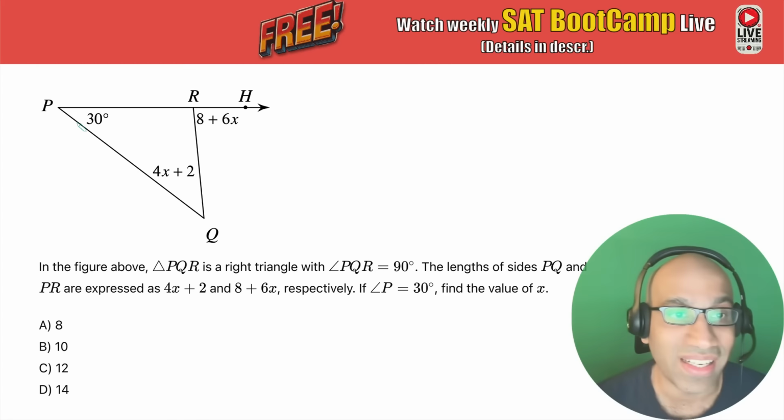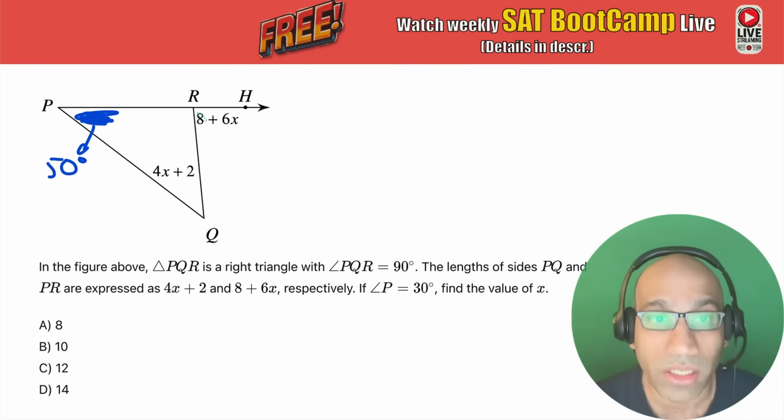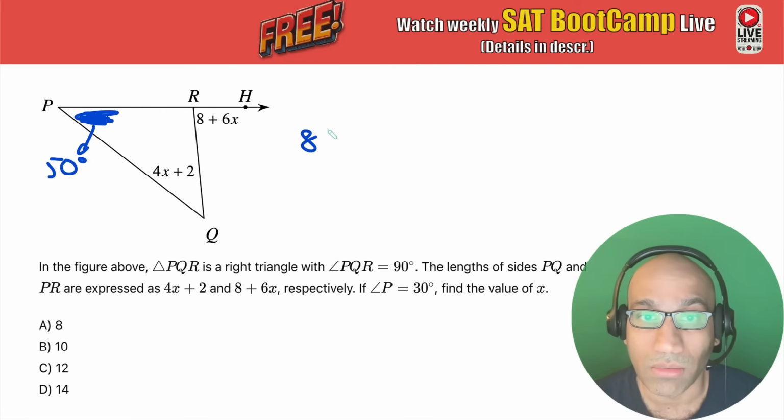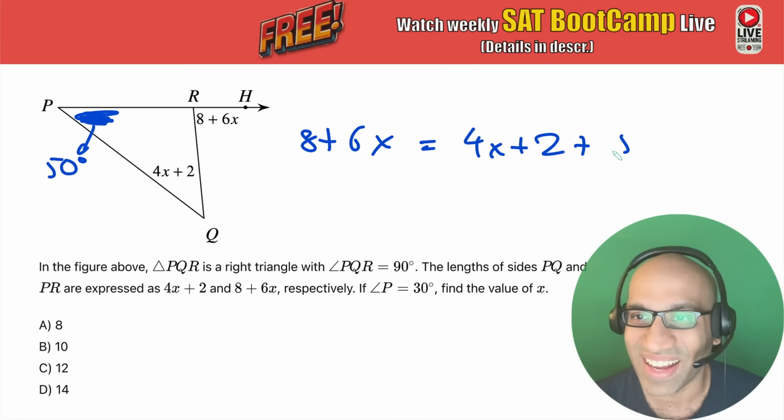All right, now you try it. Instead of 30, we're just going to change this number to 50. This is just good practice for you. So what do you do? Remember, this is the tail problem. So what do you do? 8 plus 6x is equal to 4x plus 2 plus, yes, I think you got it, plus 50.